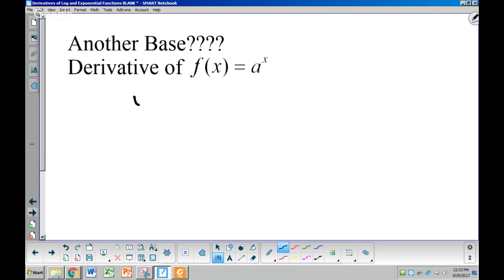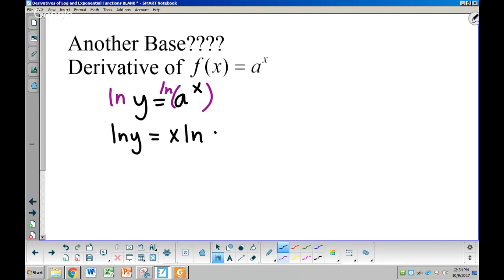All right, here we go. We're going to say y equals a to the x. How am I going to get that x down? We're going to take the log of both sides. And we're going to take the natural log of both sides because I know how to take the derivative now of the natural log. So on the left side, I'm going to get the natural log of y equals x times the natural log of a. And now we're going to take the derivative.